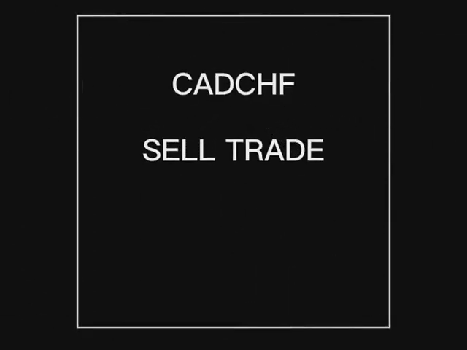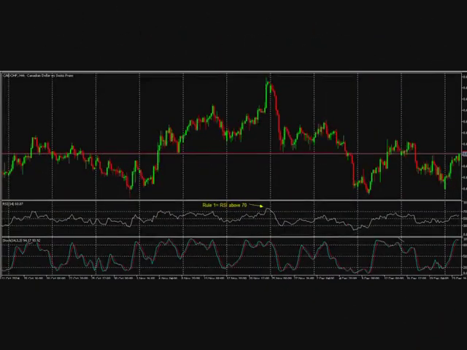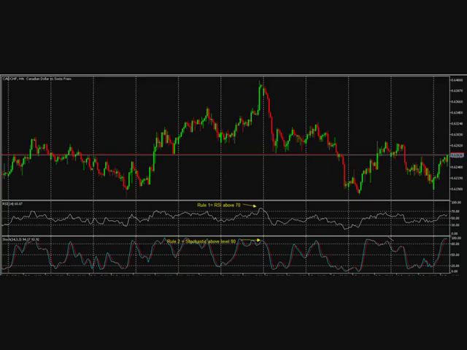And now for a sell trade example, we move over to the CAD CHF chart. We move over to the 4-hour time frame, and then the first rule is that we ensure that the RSI is above level 70. Rule number 2, we ensure that the stochastic level is above 80.